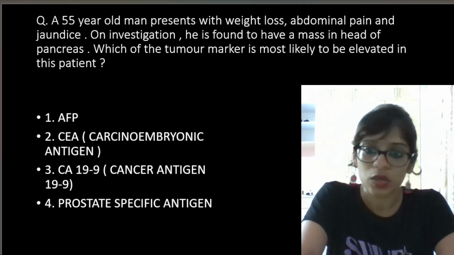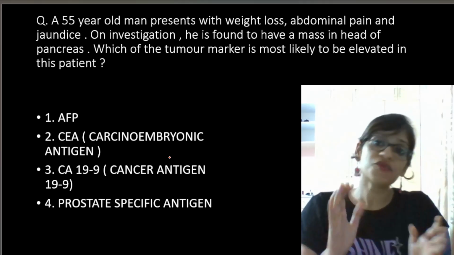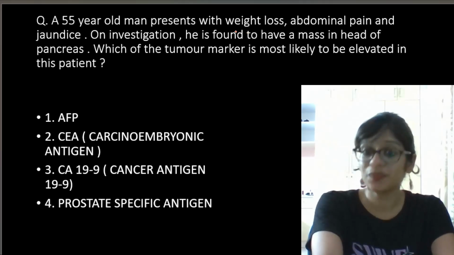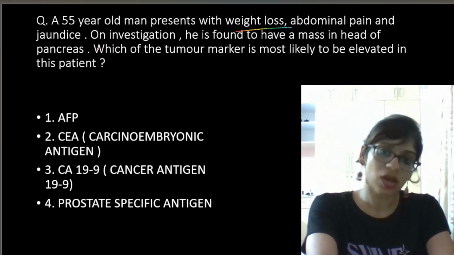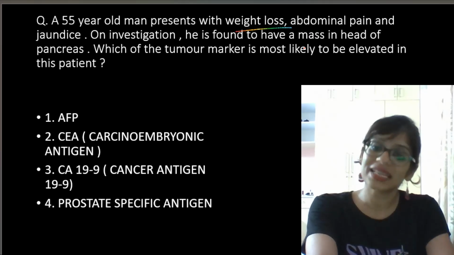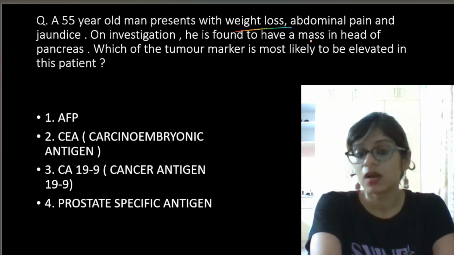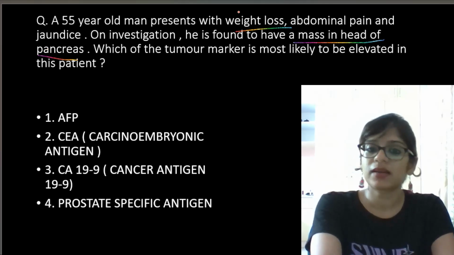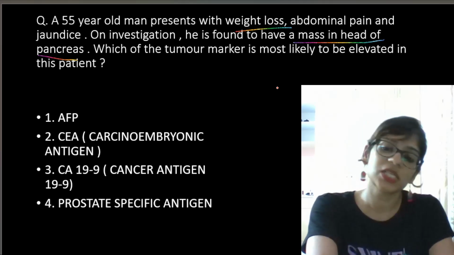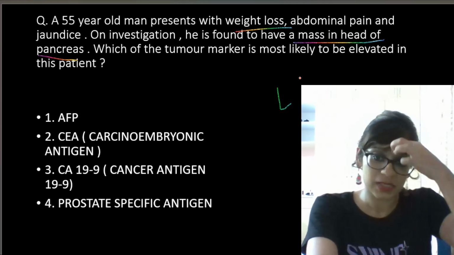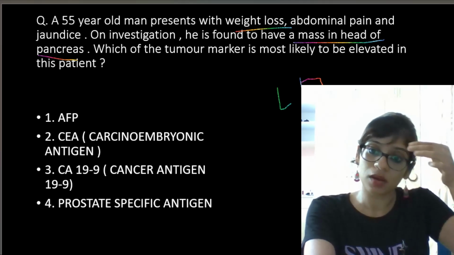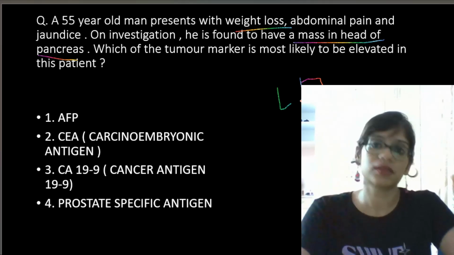All right, let's do one question and wrap this up. A 55-year-old man presents with weight loss, abdominal pain and jaundice. On investigation, he's found to have a mass in the head of the pancreas. See, a mass in the head of pancreas. So, mass in the head of pancreas, weight loss, all of these point towards what, dear? Cancer. Okay. Now, the question is, which tumor marker is most likely to be elevated in this patient?